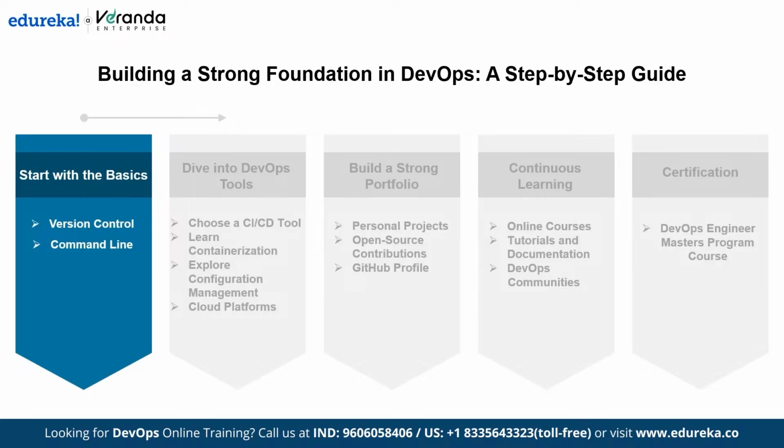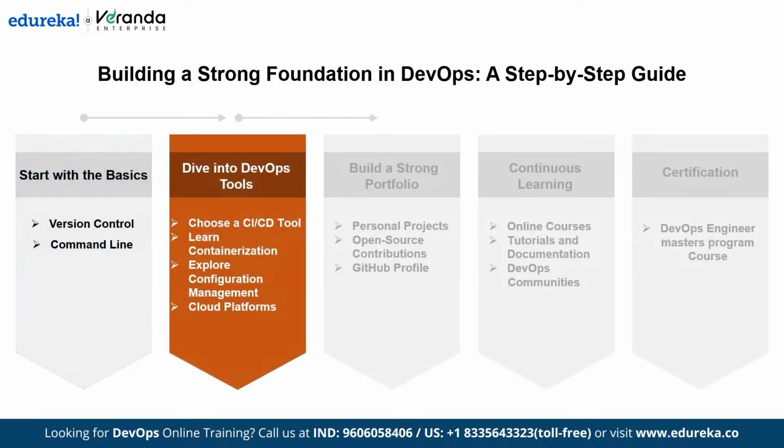Next we have the command line. Become proficient in using the command line, especially in Linux or macOS environments. This will be crucial for working with DevOps tools. The next step is to dive into DevOps tools. In that, first is choose a CI/CD tool. Start with popular tools like Jenkins, GitLab CI/CD or CircleCI. Learn how to create pipelines, automate builds, tests and deployments.